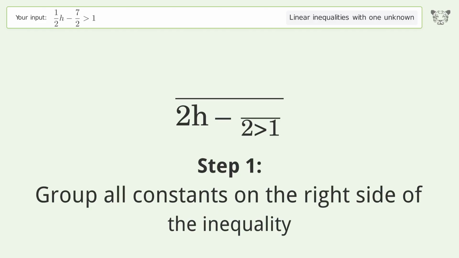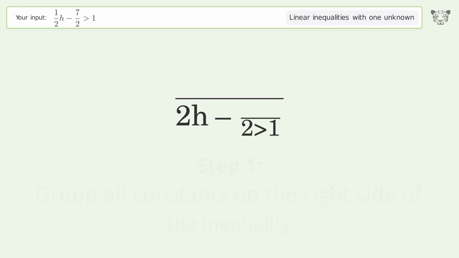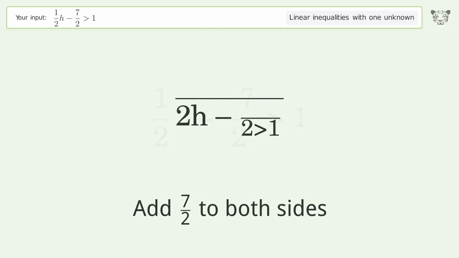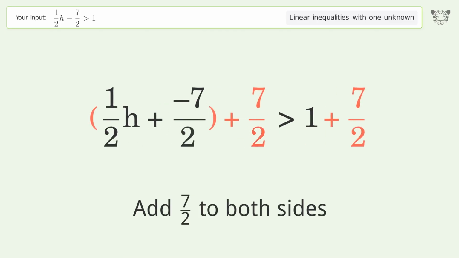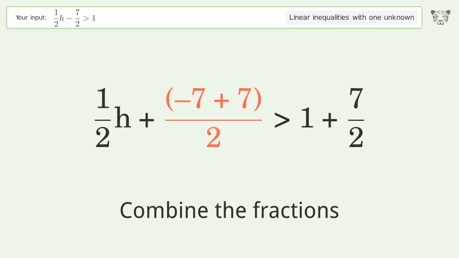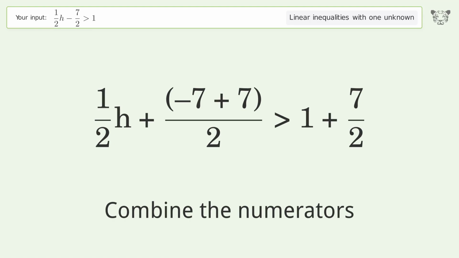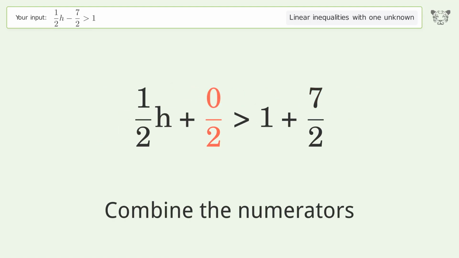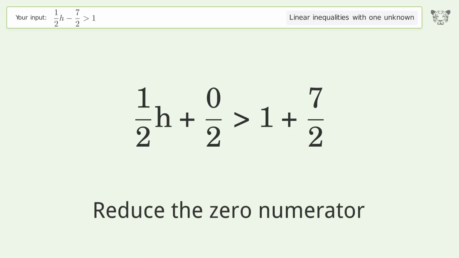Group all constants on the right side of the inequality. Add 7/2 to both sides. Combine the fractions. Combine the numerators. Reduce the zero numerator.